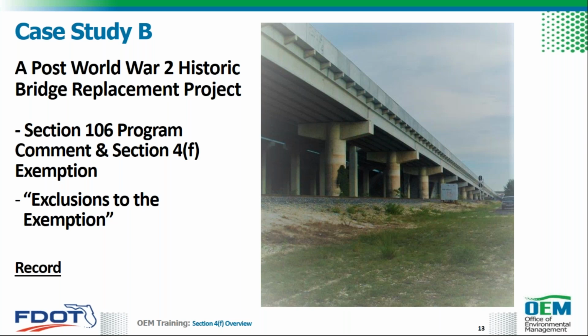Then the transportation law incorporated the standards and requirements of that program comment into Section 4F. So if a project involves a bridge which is exempted from individual review under 106, it is also exempted from the requirements of Section 4F. That is the approval options set forth for Section 106. I mean for 4F, pardon me.